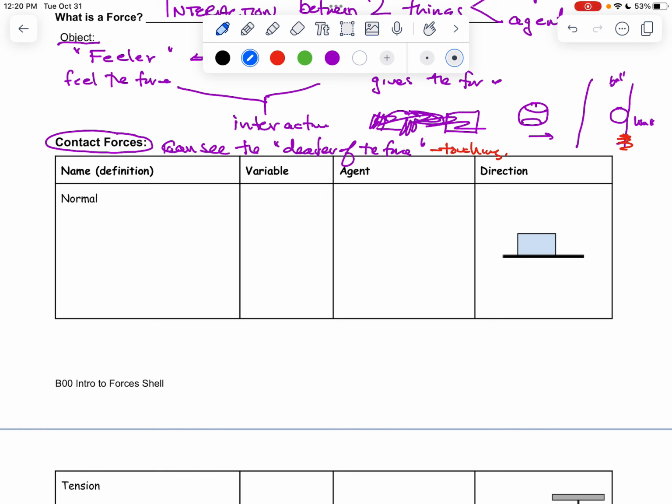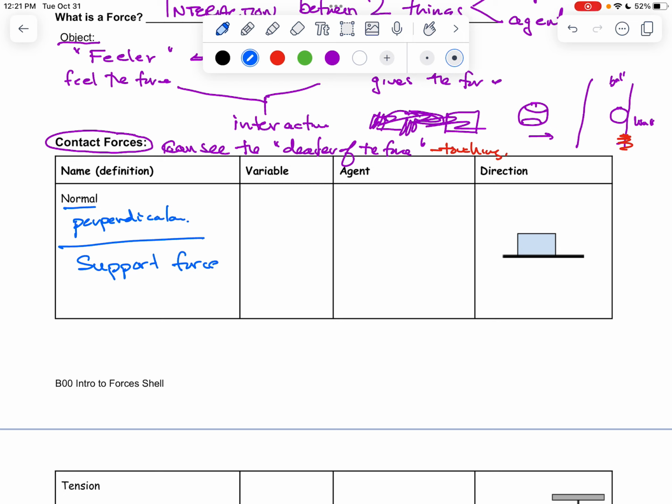Switch colors back. So the first one is called the normal force. And normal doesn't mean that it's not strange. Normal is kind of a math term that means perpendicular. And that gives us a sense of the direction of the force. But basically the definition of a normal force, all right, so that's a little bit more about direction, is a support force. So this is what holds things up.